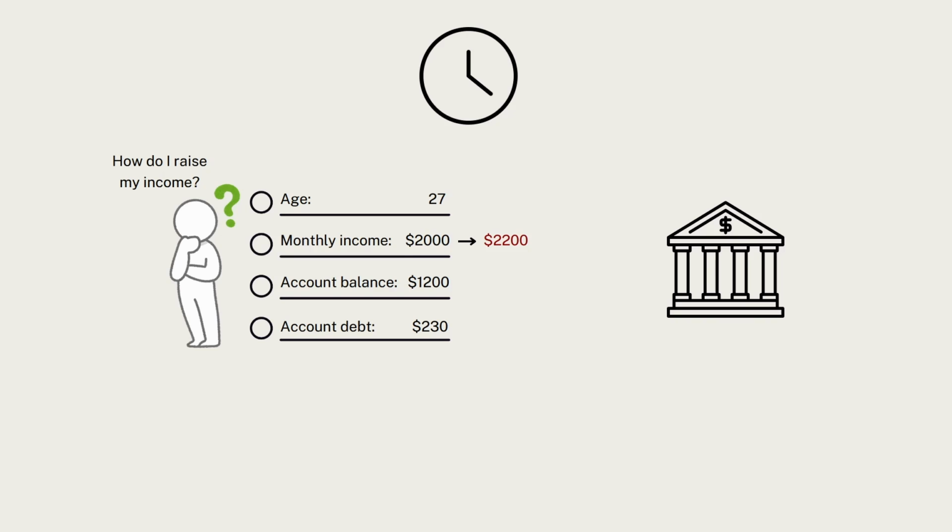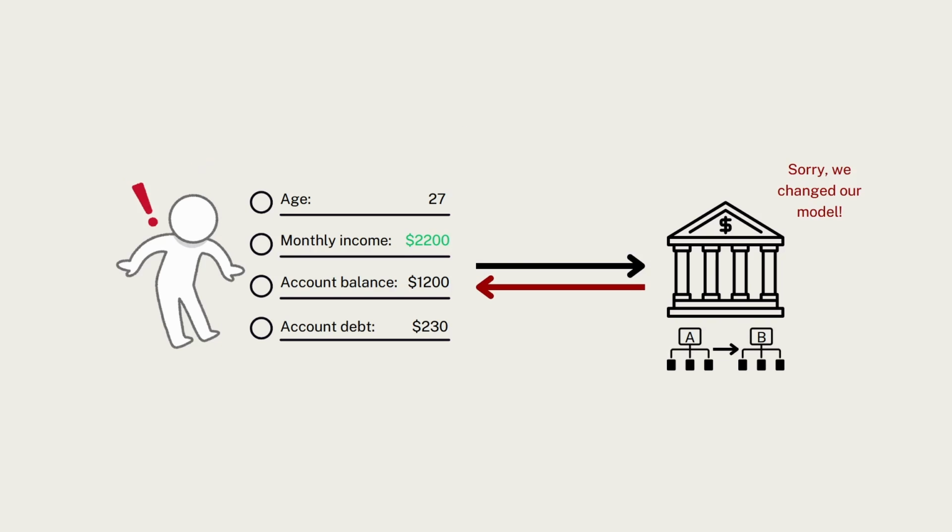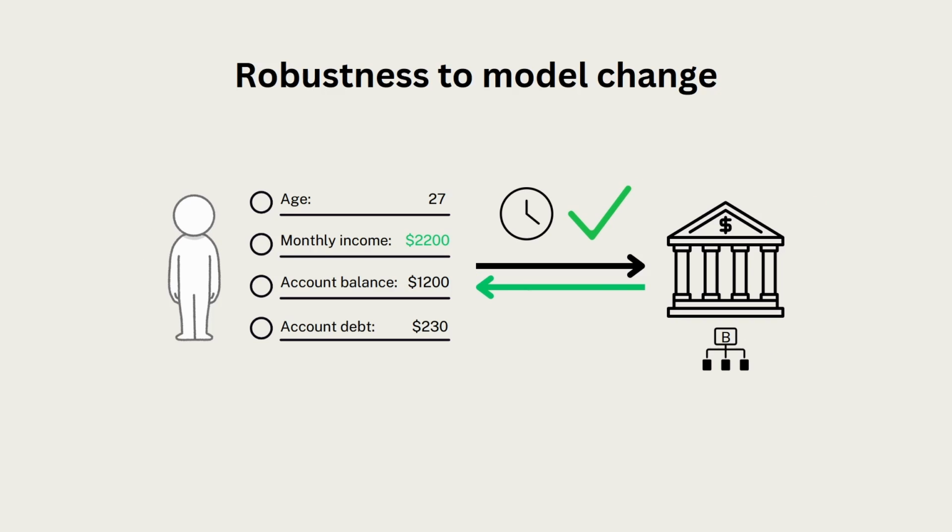Well, during that time the decision model that the bank uses might change and invalidate your counterfactual. Obviously, we want the counterfactuals to remain valid despite these changes. And this is precisely what we call a robustness to model change.